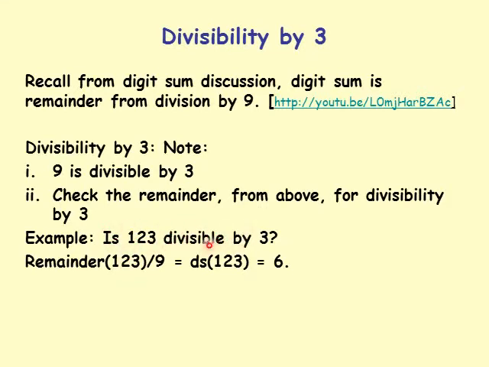So the digit sum of 123 is 6. So if we were to take out all the 9s we can from 123, it would be 6. If we divide 123 by 9, the remainder would be 6, and that's given by the digit sum of 123. Okay? Now we need to check: is 6 divisible by 3, and so is 123? So 6 is divisible, and so is 123. Let's continue.